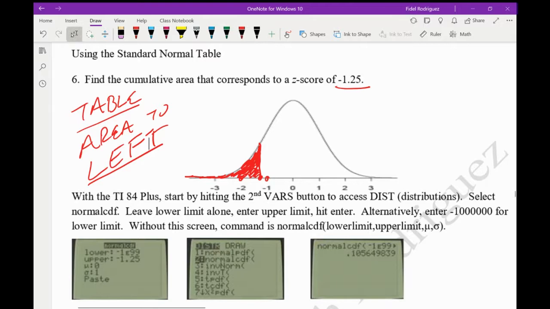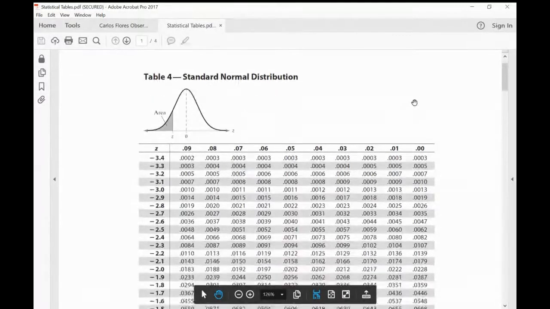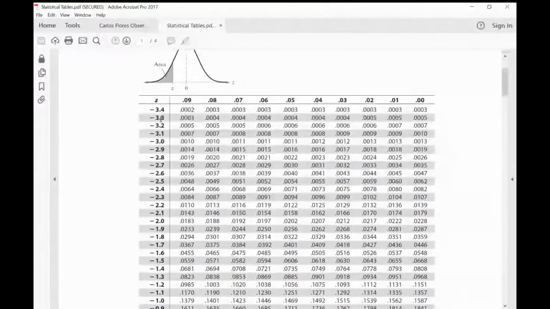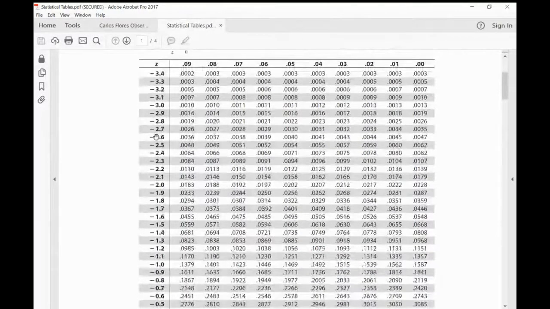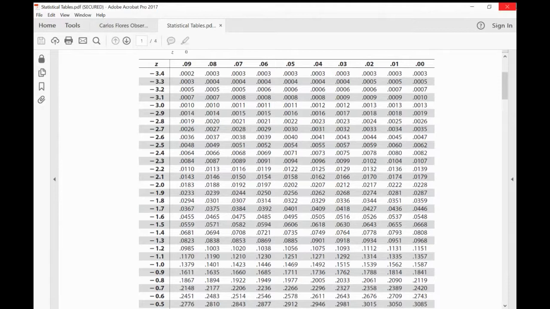And so the way I'm going to do this is I'm going to stop sharing this screen, and I'm going to pull up the table that I was telling you about. Yes, you can see that now. So I want to find negative 1.25. If you notice here, I have negative 3.4, negative 3.3. I'm going to come all the way down right about here. Here's my negative 1.2. But I don't just want negative 1.2. I want negative 1.25.